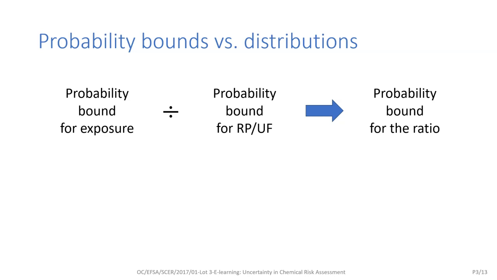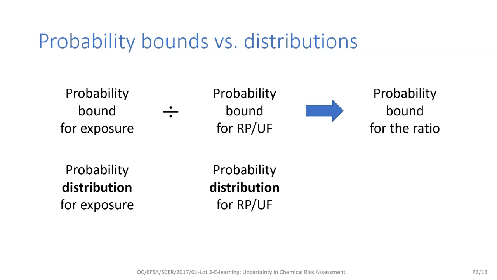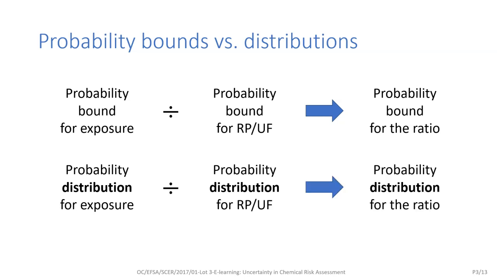When using distributions, we elicit a probability distribution for the uncertainty of the exposure estimate and another probability distribution for the uncertainty of RP over UF, and we use Monte Carlo simulation to calculate a probability distribution for the uncertainty of the ratio between them. However, this is significantly more complicated, as we will see in the next slides, so it is worth trying the probability bounds approach first to see if it is sufficient for your assessment.